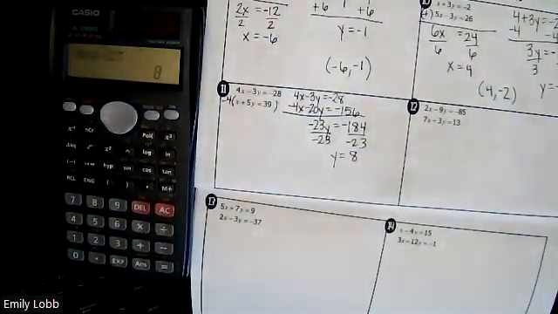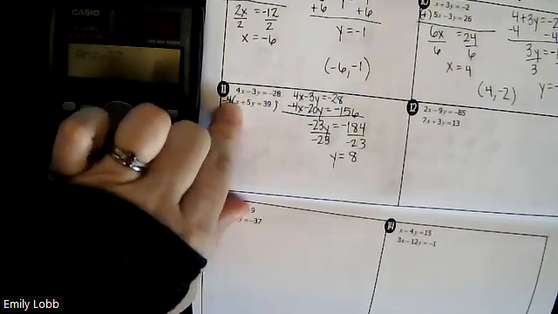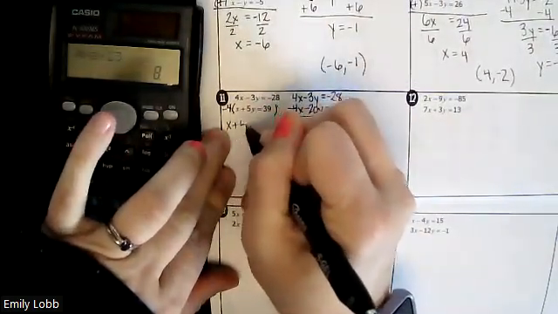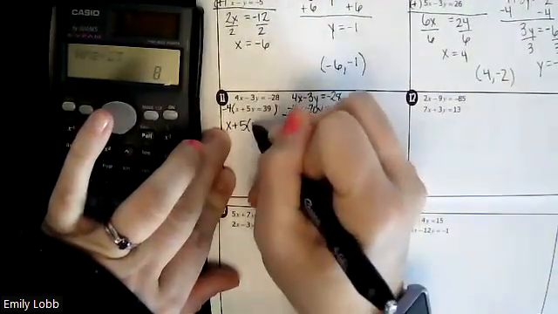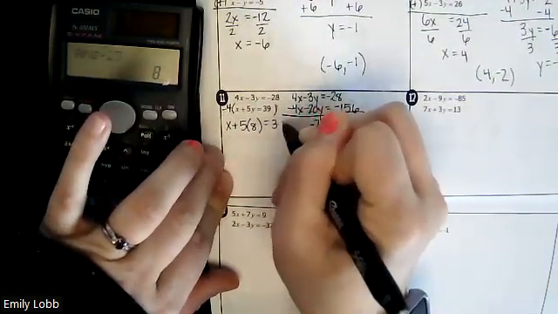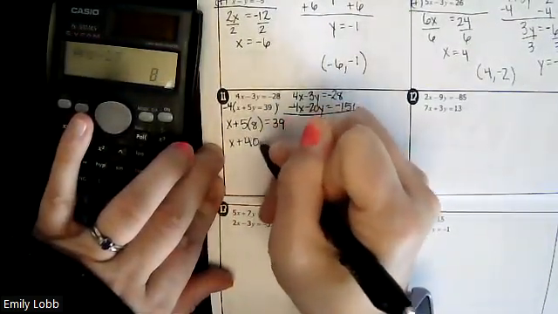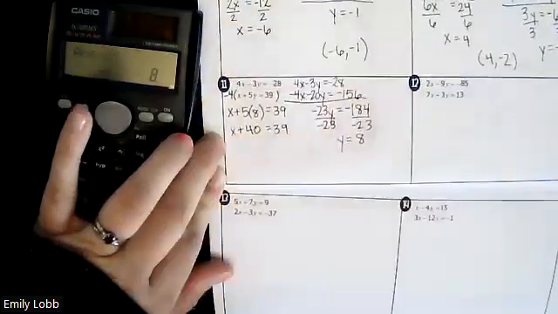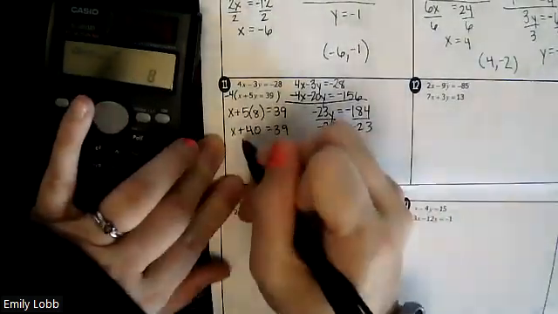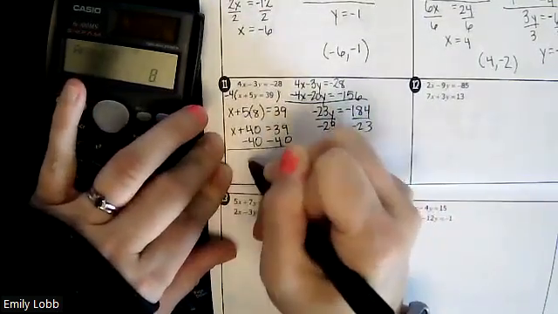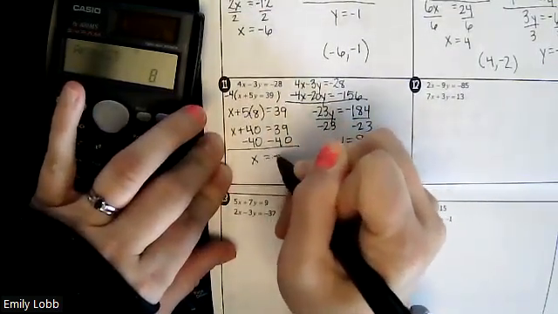That was ugly. I would probably stick this into the bottom original because I notice I have x by itself, so it looks like it will be easiest. So x plus 5 times what y equals is equal to 39. We can do this. x plus 40 equals 39. So when I subtract 40 from both sides, I end up with x equals negative 1.